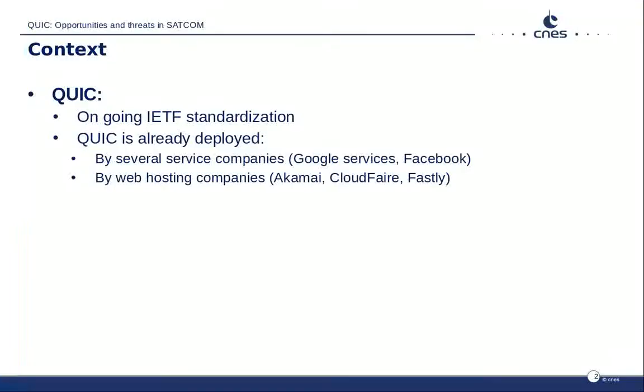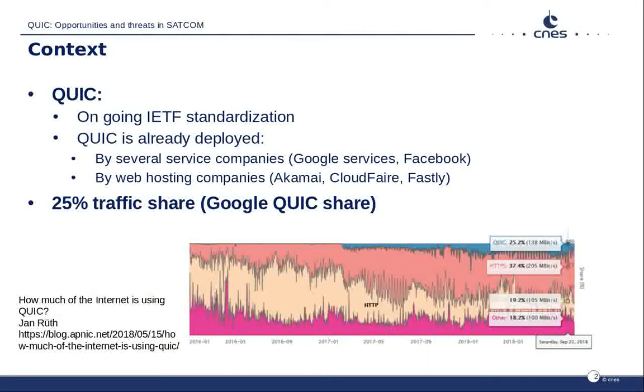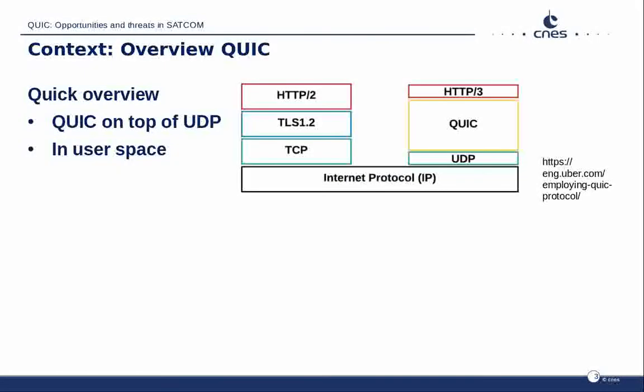Why do we focus on QUIC? QUIC is actually being standardized at the IETF and is already deployed by several companies such as Google Services and Facebook, but also some web hosting companies: Akamai, Cloudflare or Fastly. And it is worth noticing that in 2019, QUIC was accounting for around 25% of the traffic share. This has been found by Jan Rüth in a paper entitled How Much of the Internet is Using QUIC.